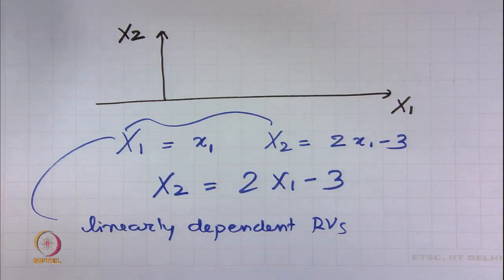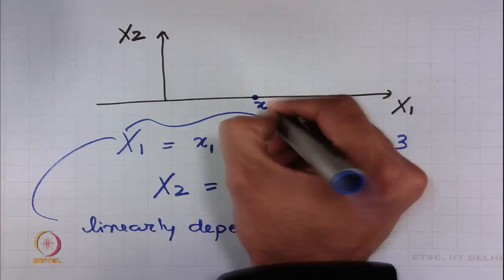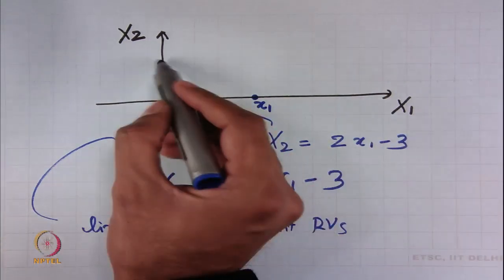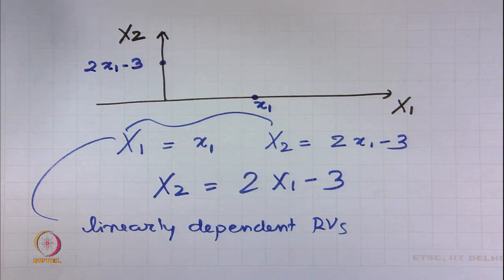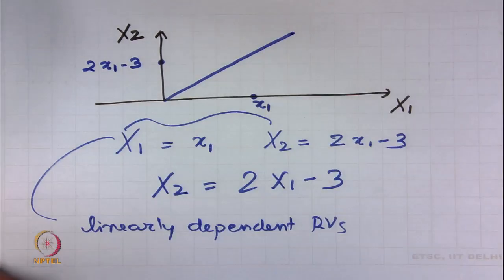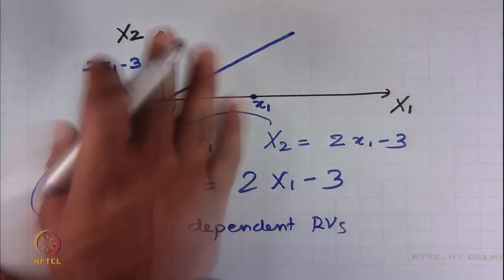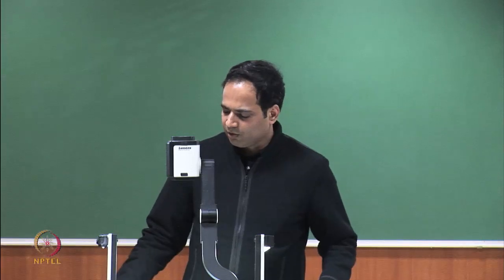For example, if someone says random variable x1 has taken a numerical value x1, we know for sure that random variable x2 would take the numerical value 2x1 minus 3, and thus the probability density in this 2 dimensional case will lie along a line, will it not? The whole probability density in this 2 dimensional case just collapses to a single line, and in this case the joint probability density function is not defined. Let us see why.